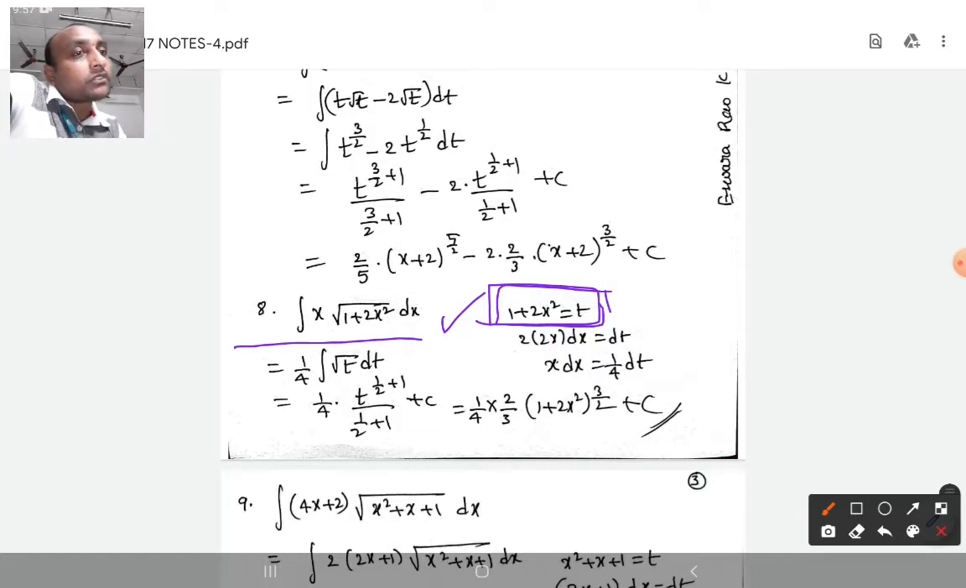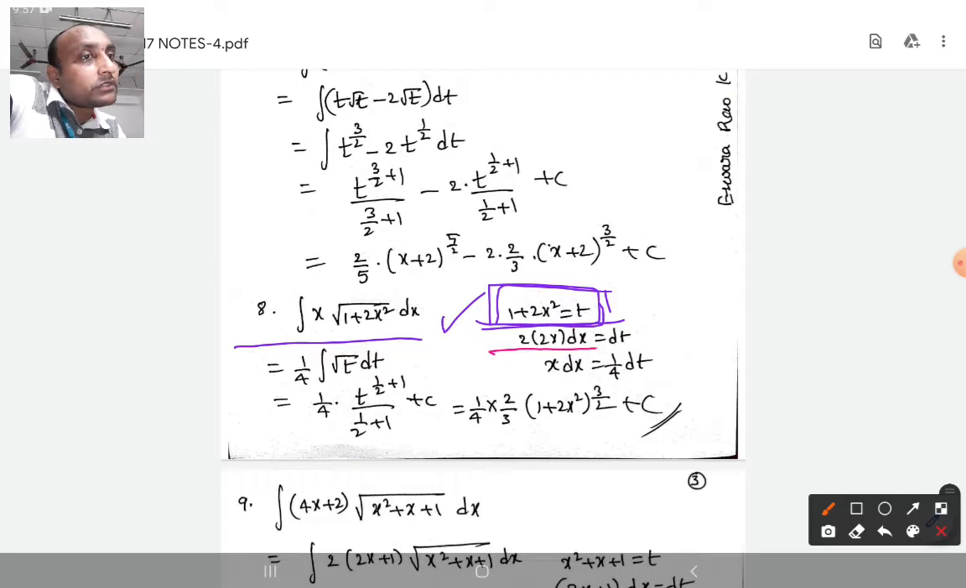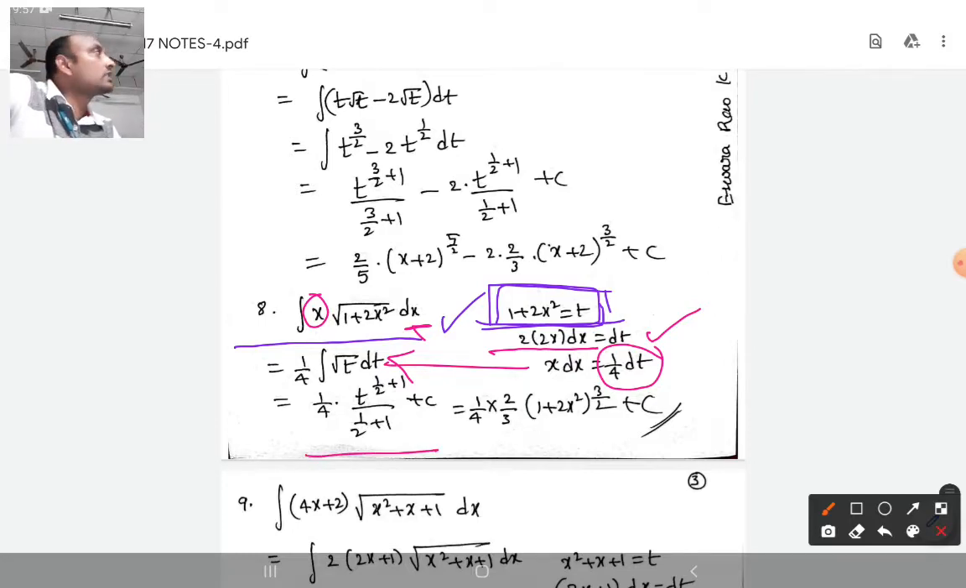Okay, so 1 plus 2x square is under the root, I am just taking it as t and trying. What is the derivative of 1 plus 2x square? 2 into 2x into dx is equal to dt. But here x is the factor of dx, so this 4 is not necessary. So 1 by 4 dt. So it is 1 by 4 integration of root t into dt. The integration of root t is t power 1 by 2 plus 1 divided by 1 by 2 plus 1. So finally your answer will come like this.